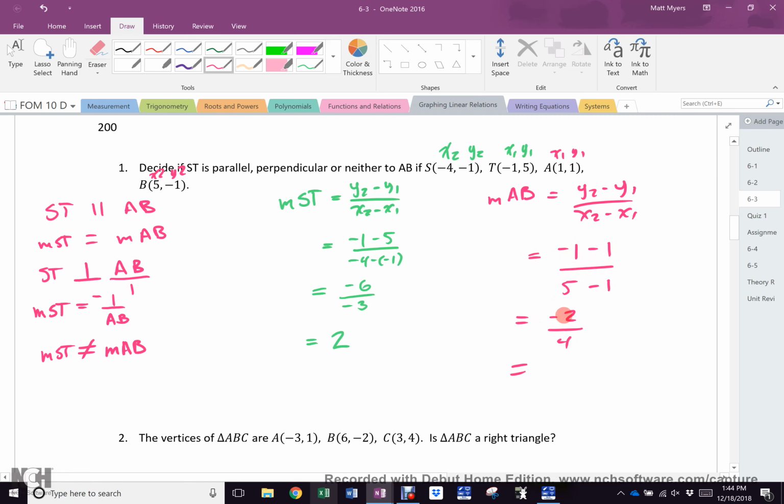Where is point A? Negative 3, 1. There's A. Is everyone happy with that? Where's B? 1, 2, 3, 4, 5, 6, up, 1, 2. Are we happy with that being B? And where's C? 1, 2, 3. Up 1, 2, 3, 4. There's C.